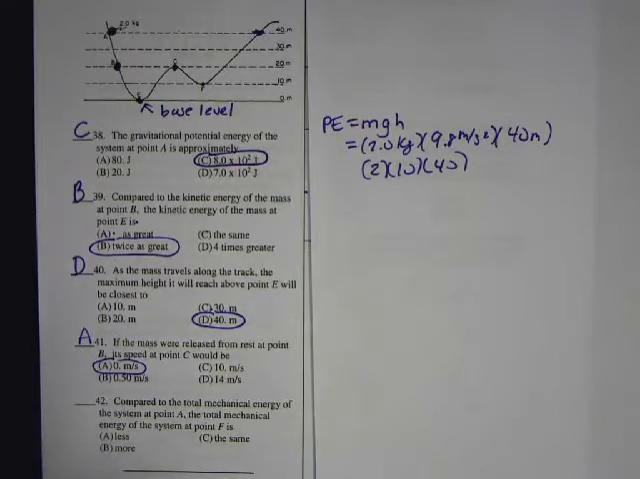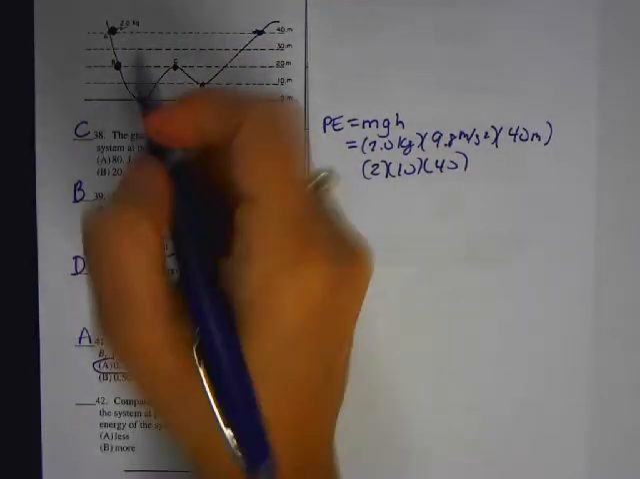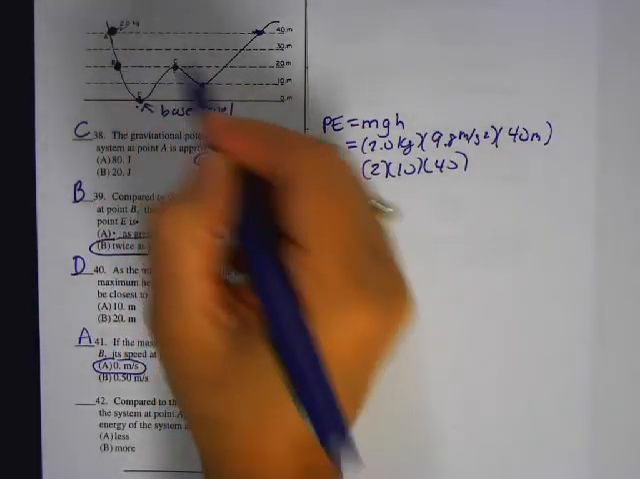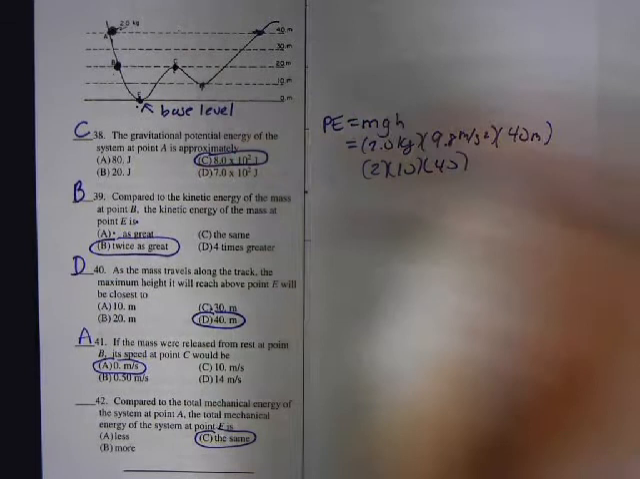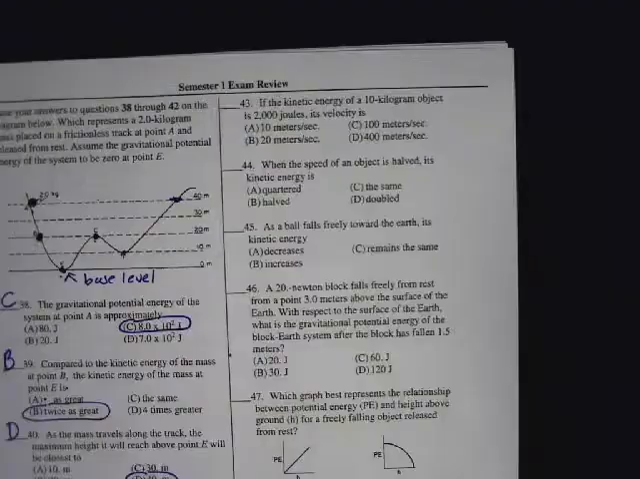All right, number 42. Compared to the total mechanical energy of the system at point A, the total mechanical energy at F is, remember mechanical energy is the sum of the potential and kinetic. The answer is, it's going to be the same. Because it doesn't matter if it's A, B, C, D, E, F, whatever. At any point, the total energy is going to be the same. Now, the amount of potential and kinetic aren't going to be the same, but the total is always going to be the same everywhere. All right, let's switch to this side now. So the answer here was C.